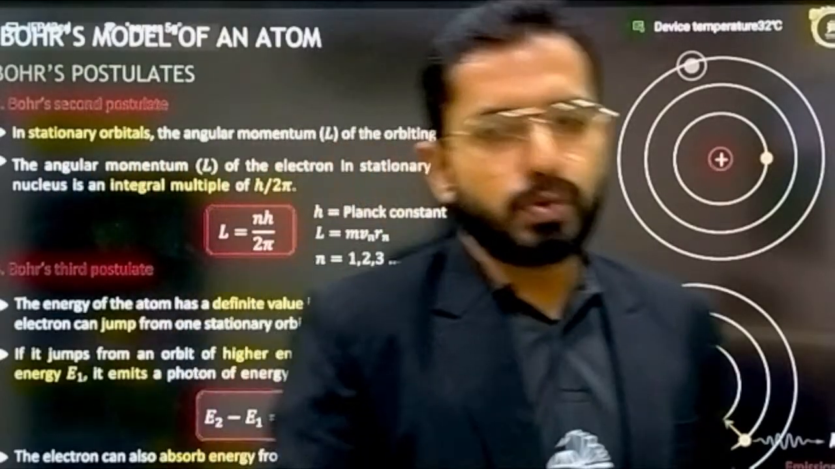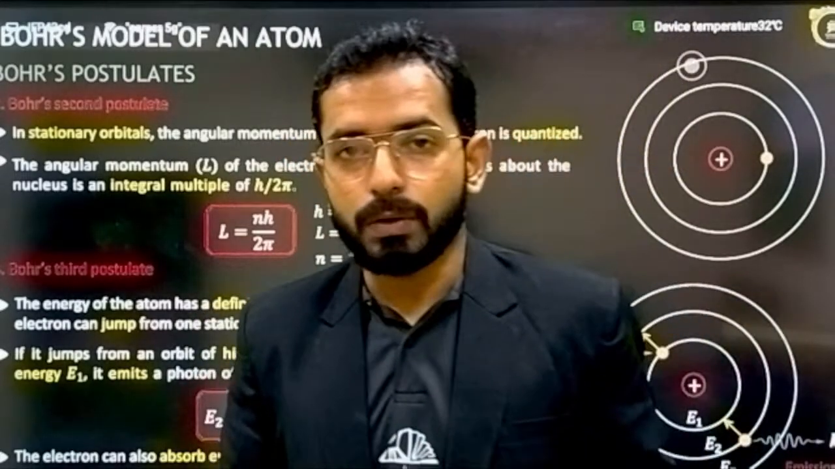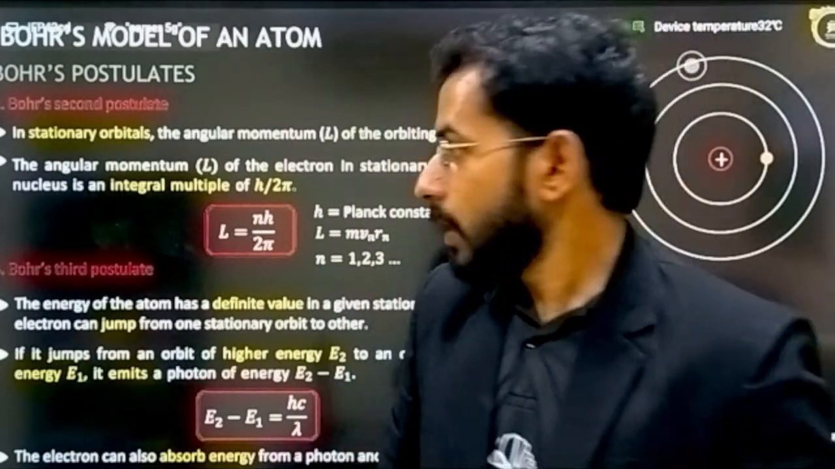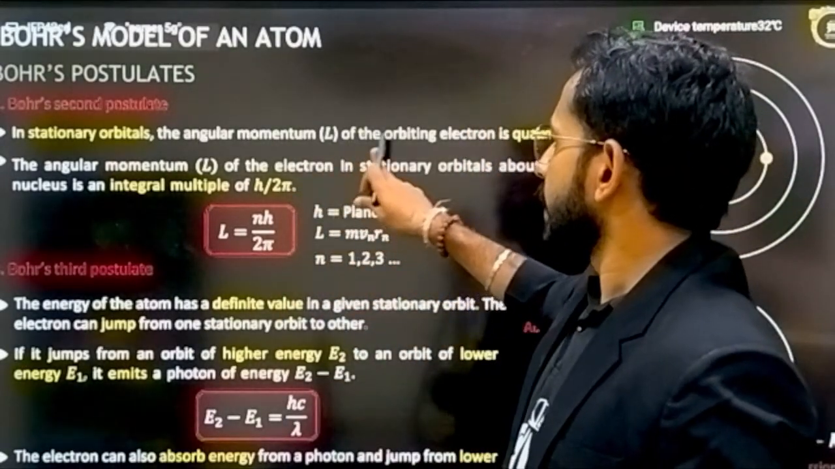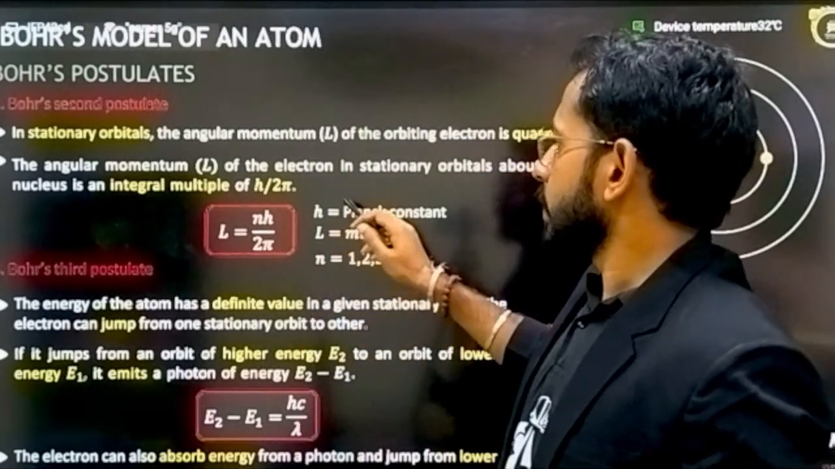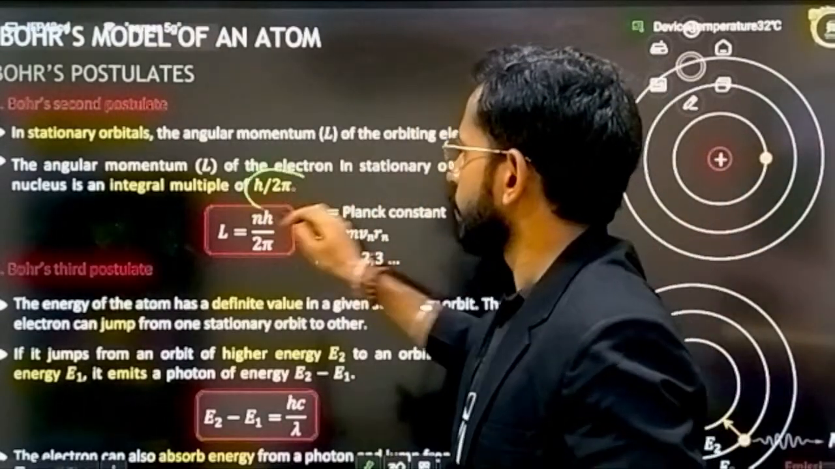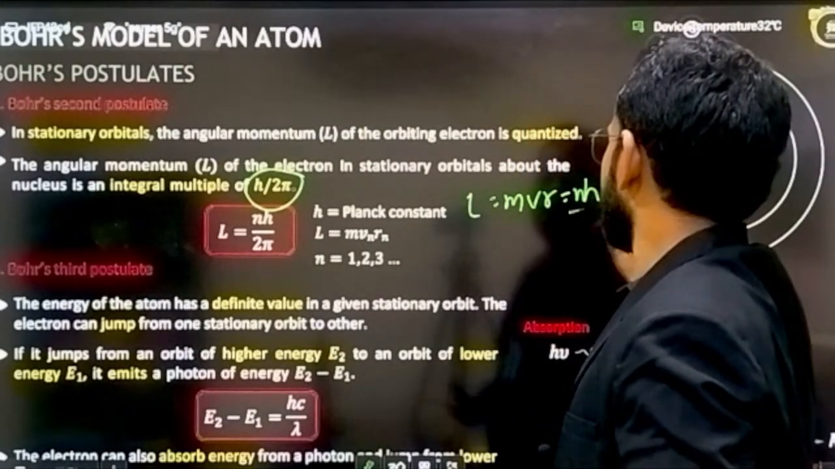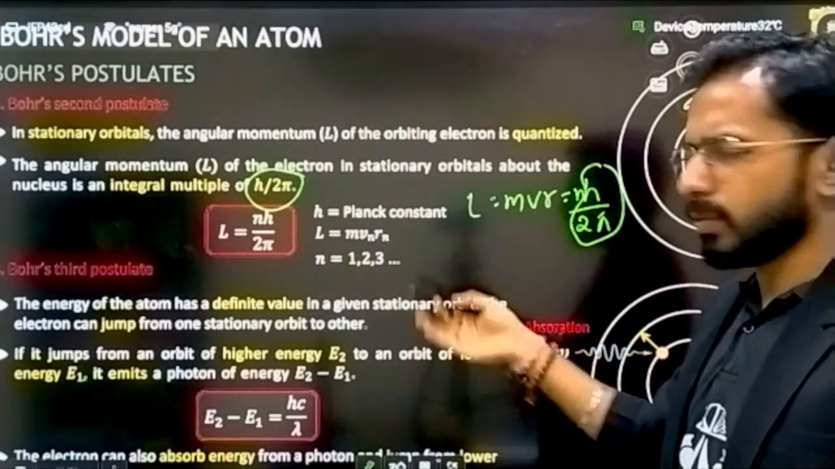Come to postulate 2. Postulate 2 talks about angular momentum. What we have studied in rotation, angular momentum, represented as L, is equal to mvr. So what he explained is about the angular momentum of an electron rotating in a stable orbit. The angular momentum of an orbiting electron is quantized. The angular momentum of an electron in stationary orbits is an integral multiple of h divided by 2 pi. That is, mvr is equal to nh by 2 pi. That means it is the integral multiple of h divided by 2 pi. n can be 1, 2, 3 and so on.